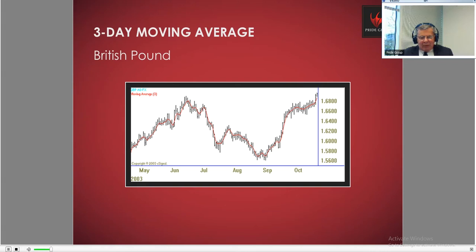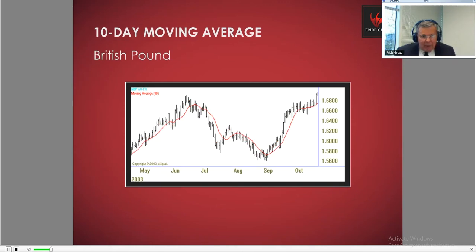Probably the 3-day average is a little bit close to the market, so it's hard to make decisions based on just the 3-day moving average alone. Here you have a 10-day moving average, and you can see how this 10-day moving average smooths out the price movements even more than the 3-day moving average did. In this case, what you might do is, at that point in September, in this case with the British pound, when the market moved above the moving average, that would be considered a particular point to buy the market.